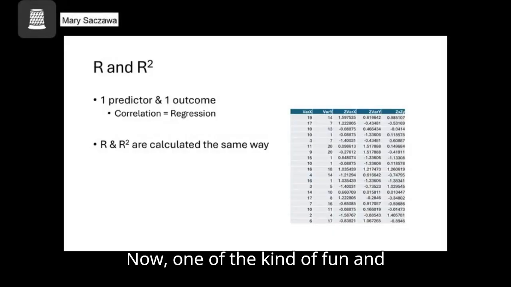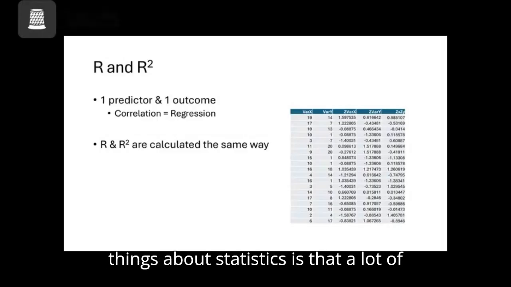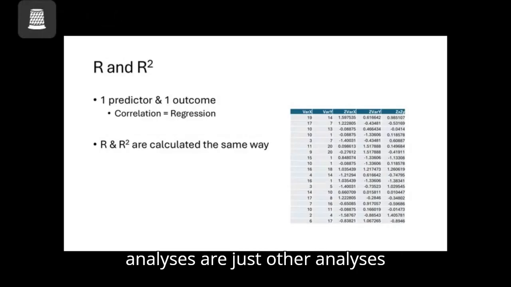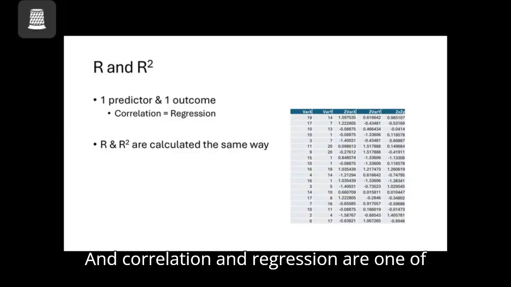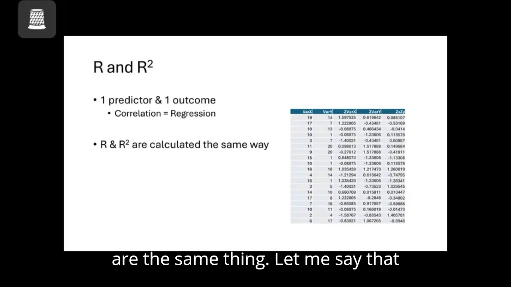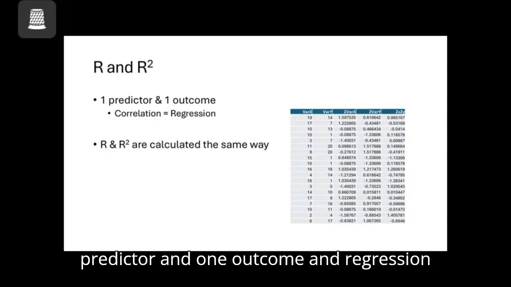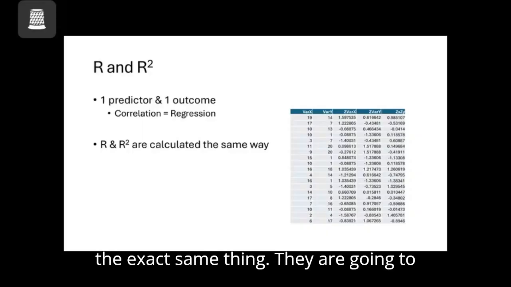Now, one of the kind of fun and honestly sometimes kind of annoying things about statistics is that a lot of analyses are just other analyses in sunglasses and a fake nose. And correlation and regression are one of those. When you have one predictor and one outcome, correlation and regression are the same thing. Let me say that again. Correlation with one predictor and one outcome, and regression with one predictor and one outcome, are the exact same thing.